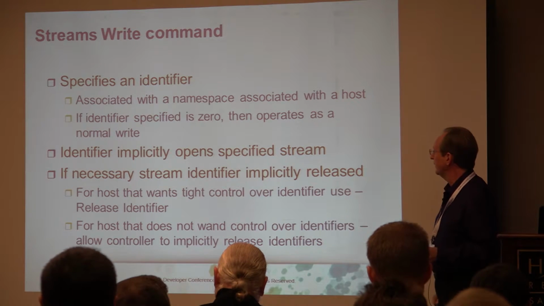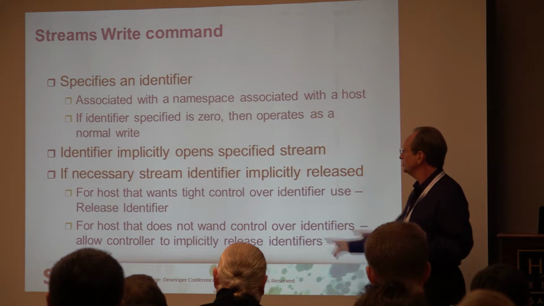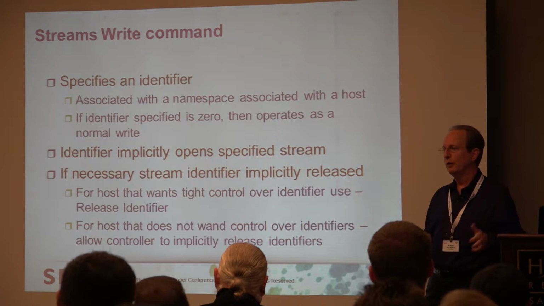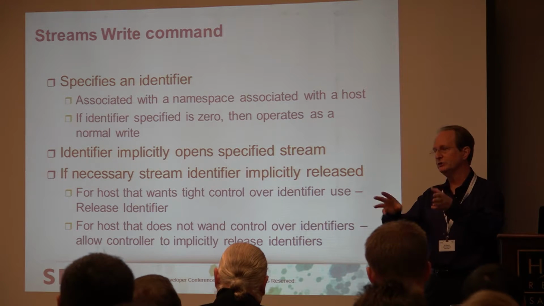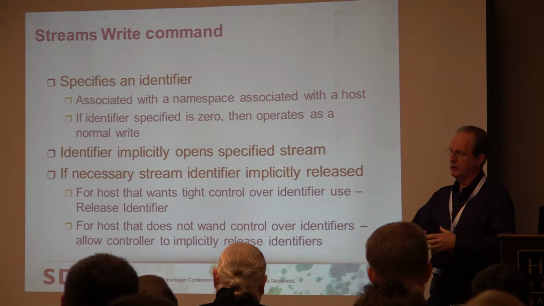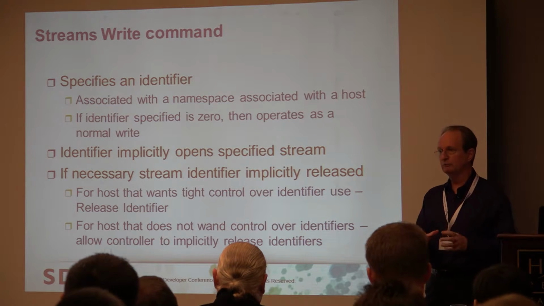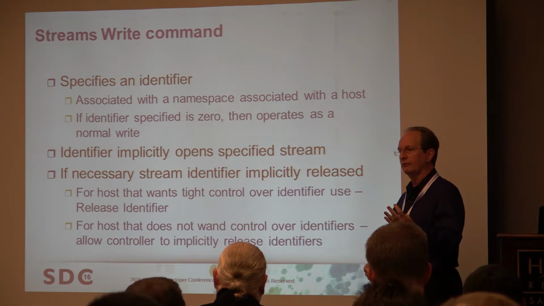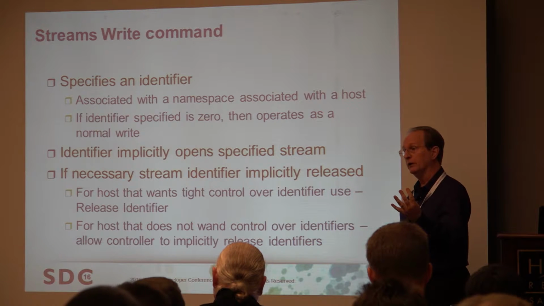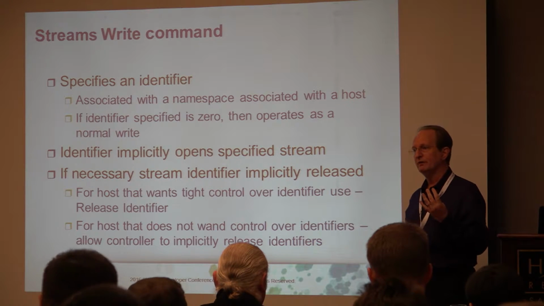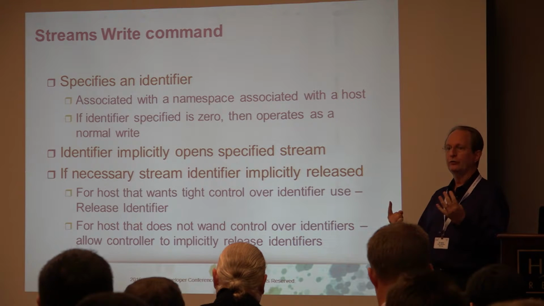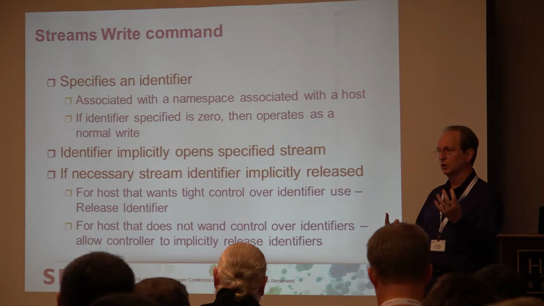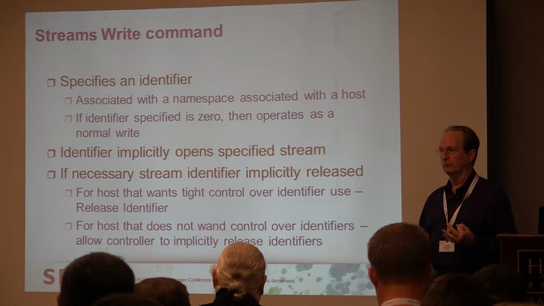If it's necessary, a stream identifier may be implicitly released. So if you're operating in a mode where you don't do an explicit release of identifiers, and say you're working in a namespace that has 4 identifiers allocated, and you've used 4 identifiers, and they're all still open, and you come down and give a 5th identifier, the SSD, through some algorithm that is vendor-specific, will decide which of those 4 to close in order to open the new one.